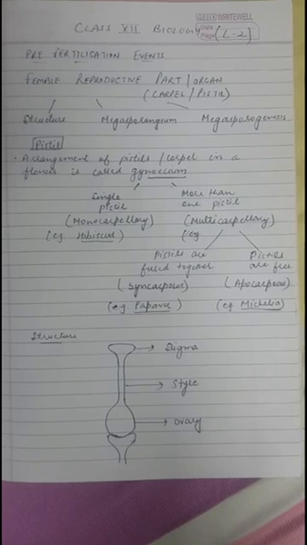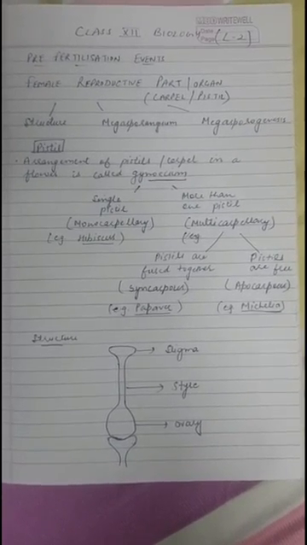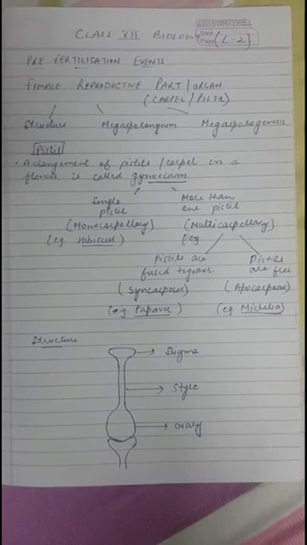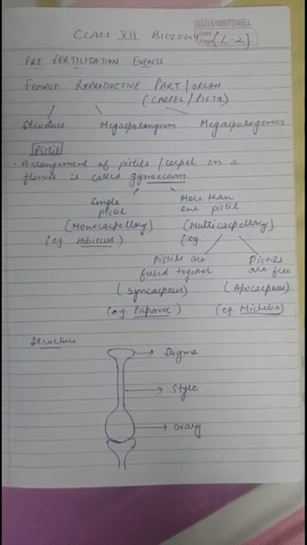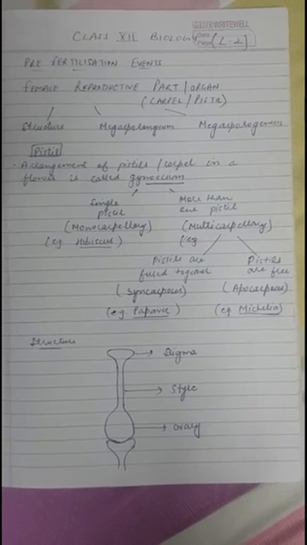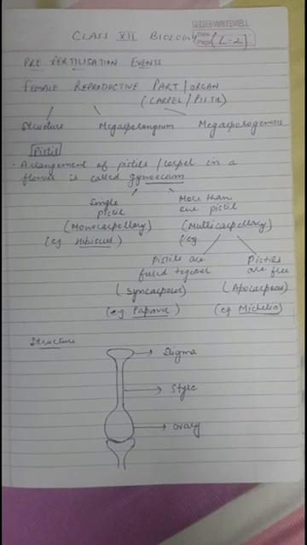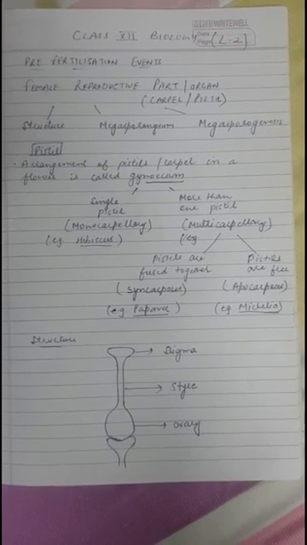And after the formation of pollen grains, the next step is the transfer of pollen grains from the male reproductive part to the female reproductive part. That process is called pollination, but pollination we will take up later. First we will discuss in detail the structure of the female reproductive part.